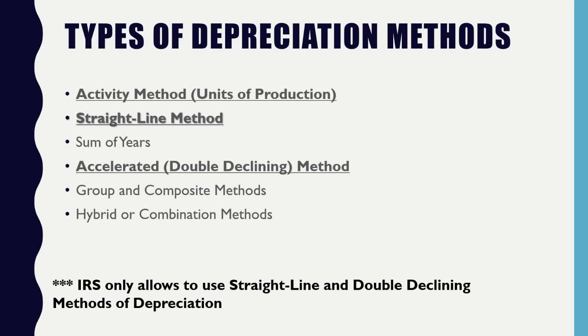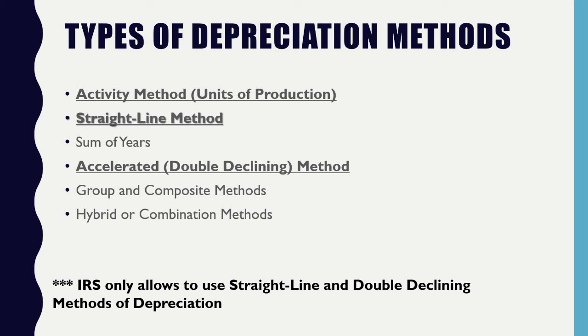Now, of course, we've got to take a look at the 3 different depreciation methods. Once again, the list goes on and on. There's more than just this list that you see here, but the ones that are more widely used are these 3 right here: units of production, straight line, and double declining. So once again, today we're focusing on the accelerated depreciation, also known as double declining. These 2 words are interchangeable as well.